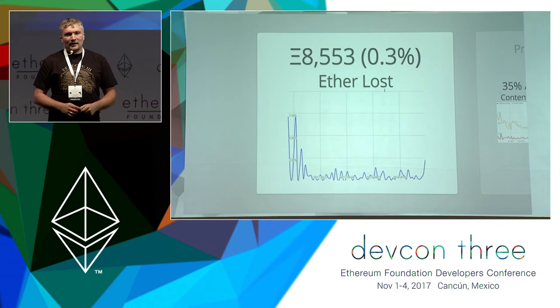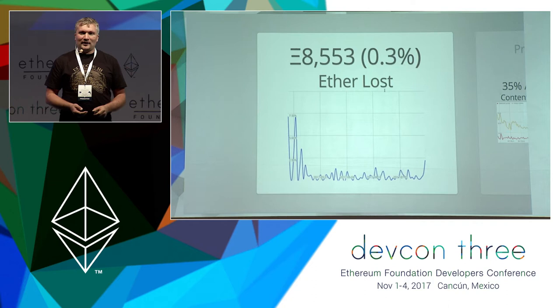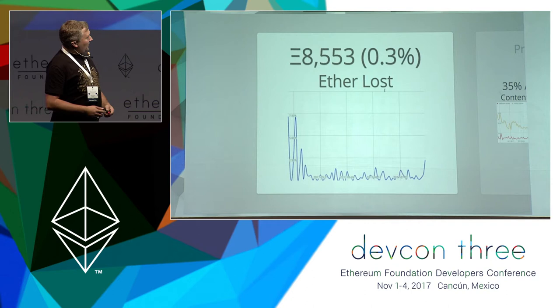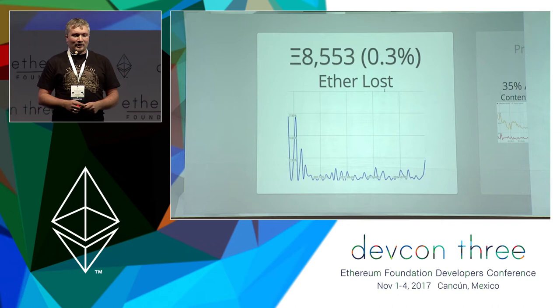One of the main concerns about the auction process was the potential for people to lose their bids by failing to reveal during the correct period. That was a concern we shared in the design of the registrar. As you can see here, from an initial reasonably high rate of loss for deposits, that rapidly decreased, and we had an average of only 0.3%.